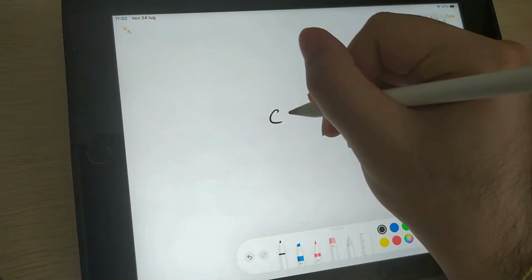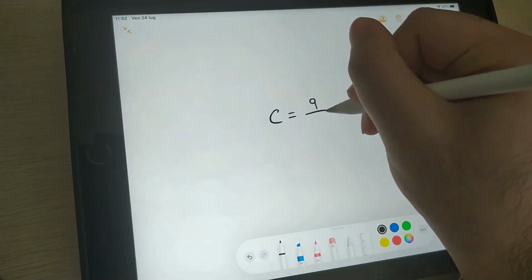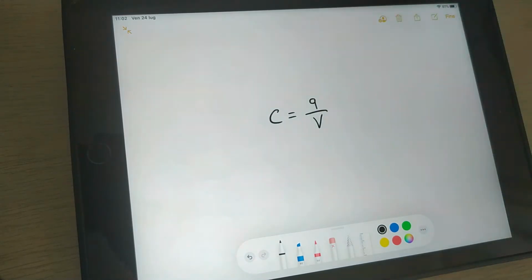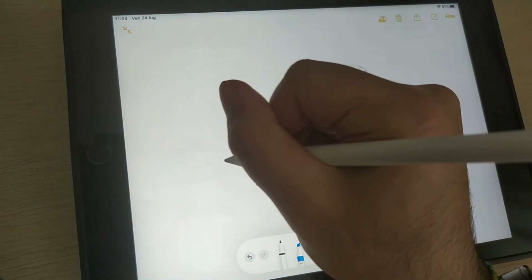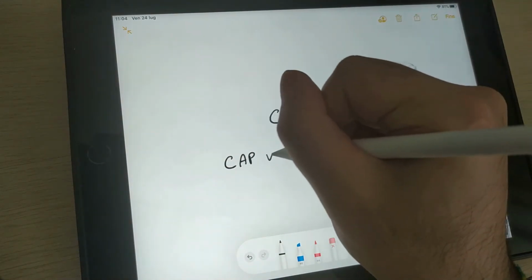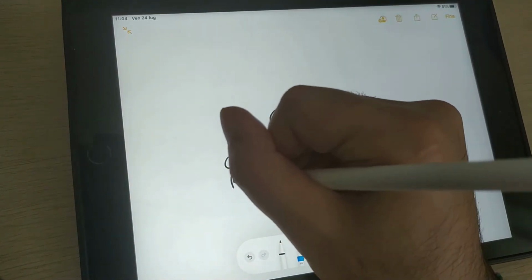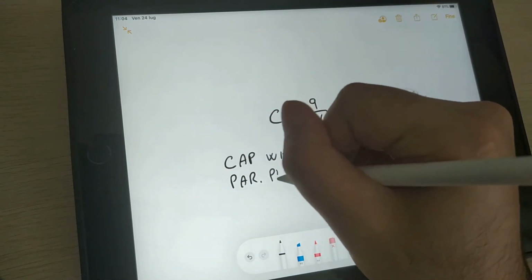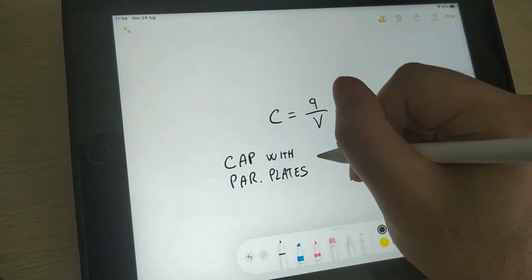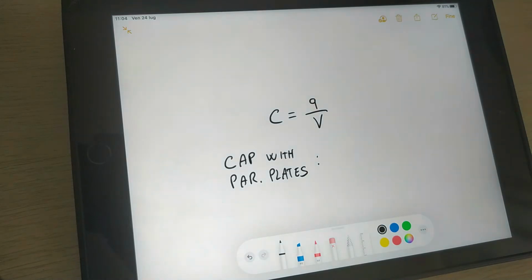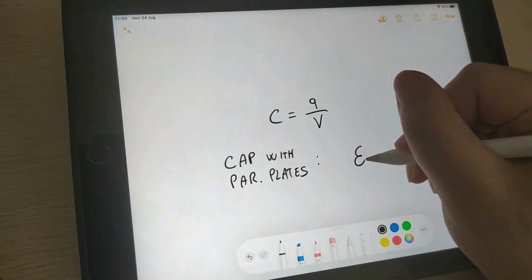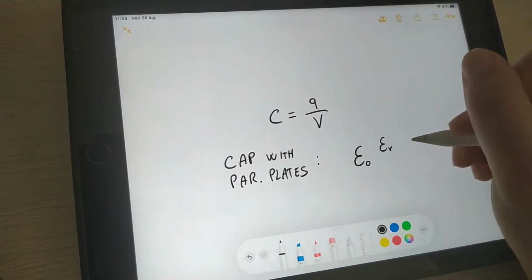So, how can we measure the magnitude of a capacitor? The value of a capacitor is also called capacitance, and it is expressed through the formula C equals Q over V. In the formula we have Q, which is the electric charge, and V, which represents the potential difference between the two plates.